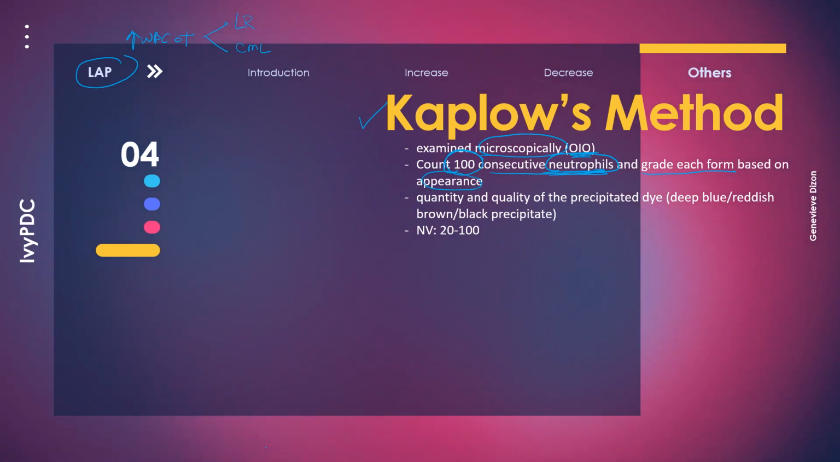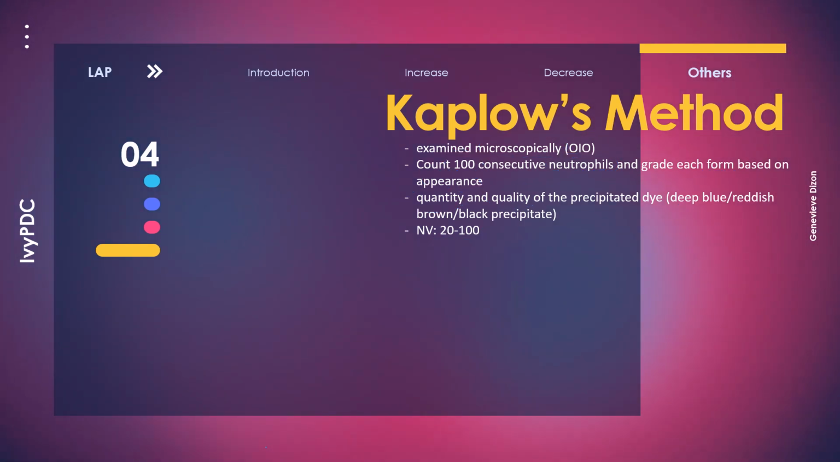So again, in the Kaplow's method, since we are counting, we are identifying the quantity, and since we are grading them in their appearance, we are also trying to see their quality based on the precipitated dye which is present. Depending on the solution or the procedure performed, the color of the precipitate may vary. It can be deep blue, reddish brown, or black precipitate. The normal value for the Kaplow's method is 20 to 100.